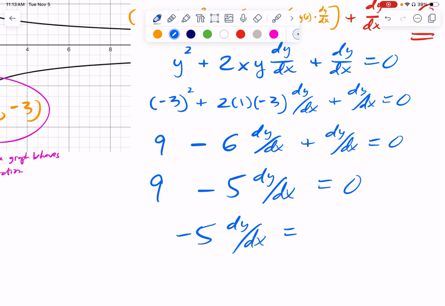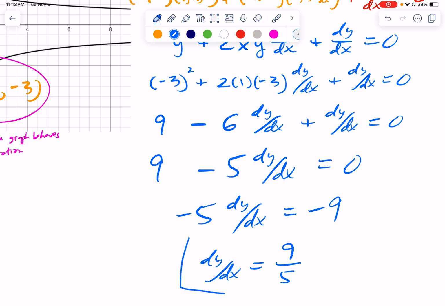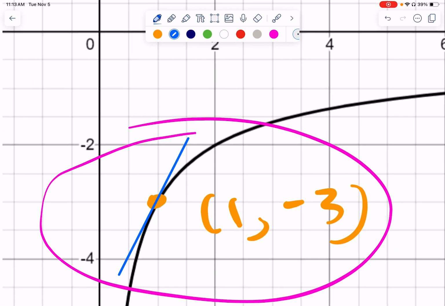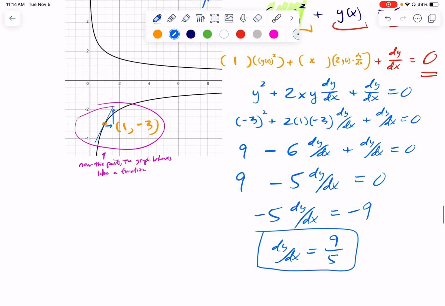I can move the 9 to the other side. I can divide by 5. And I get -9 over -5, which is 9/5, which is roughly 2. Let's look at our graph and see if that's believable. Is it believable that the slope of that tangent line is roughly 2? Sure looks like it to me, right? Just look at what I did here. 1 over, 2 up, just on the grid marks. Definitely looks like it has a slope of 2, or close to 2. Not literally 2, but in that ballpark.